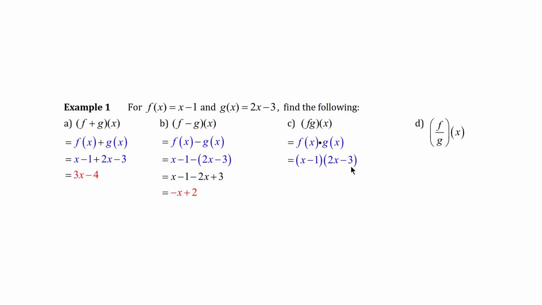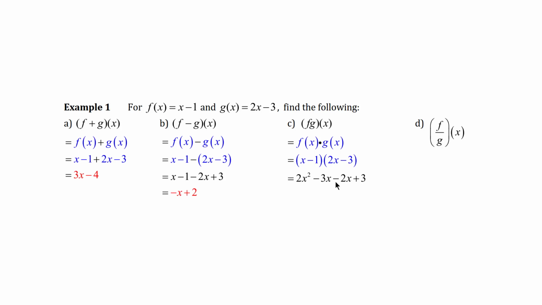Next, we multiply the two binomials together by using FOIL. Multiplying the first terms together, x times 2x is 2x squared. Multiplying the outer terms together, x times minus 3 is minus 3x. Multiplying the inner terms together, we have negative 1 times 2x is negative 2x, and then negative 1 times negative 3 is positive 3. The result is 2x squared minus 3x minus 2x plus 3.